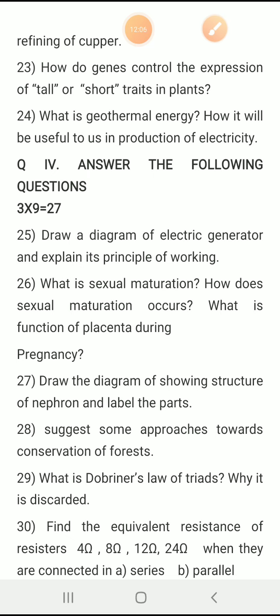And next one, the general question, that is suggest some approaches towards the conservation of a forest. So what are the methods, children? Methods of conservation of a forest. So 3 mark question it is. Minimum 6 to 8 points you have to write for that. I just read out the points, kindly go through that.